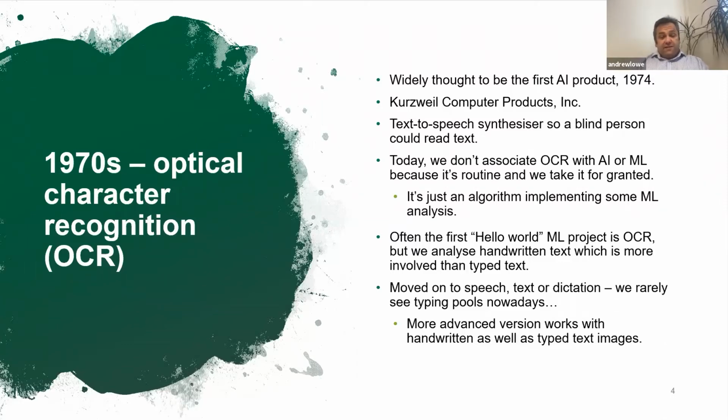More advanced types of OCR are things working with handwritten text. If you think about how we write, there are many variations on how we write. So trying to decipher information from handwritten text is much harder. And again, that's another first Hello World program that you can get involved in.